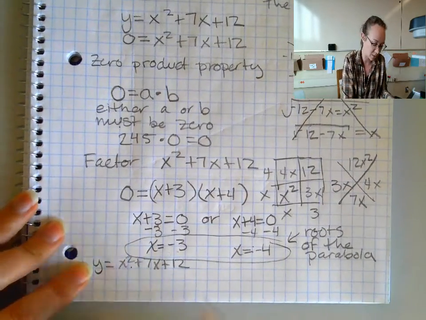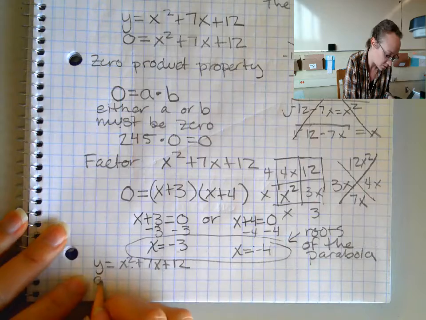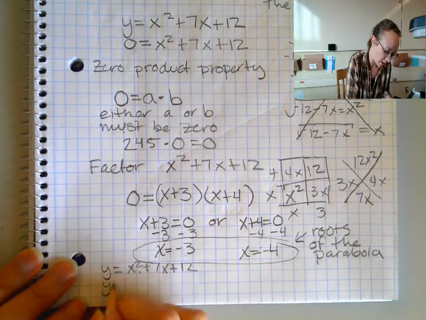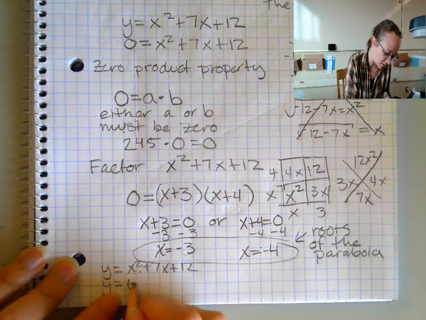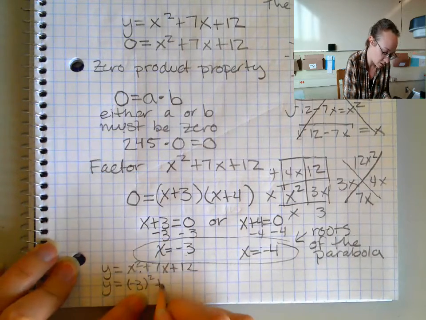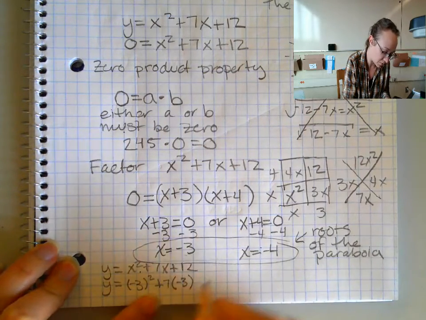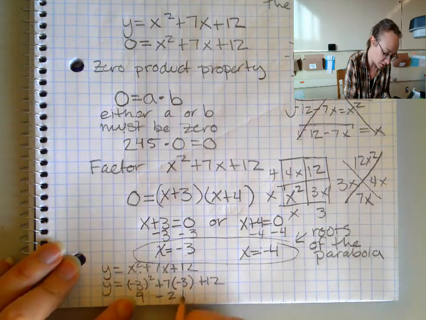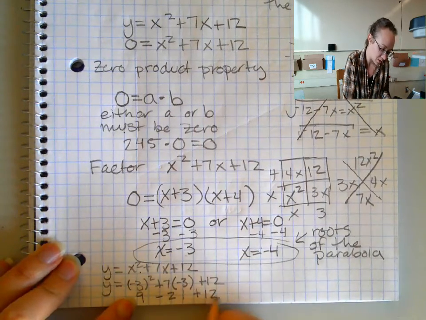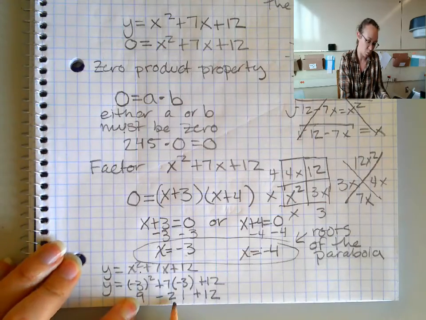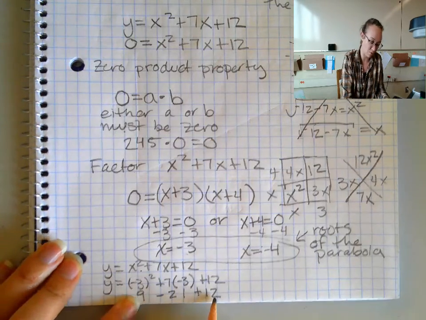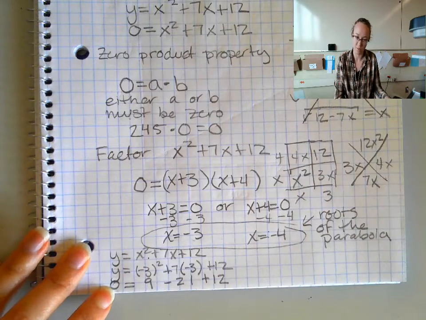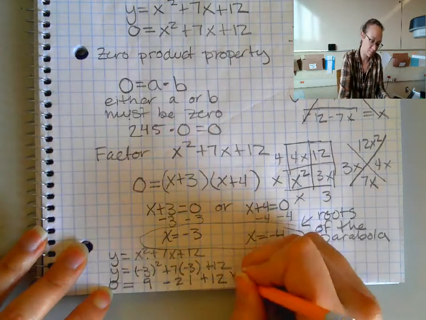So first I'll try it with x equals negative 3. So I guess I'll leave it at y to begin with. y equals negative 3 squared plus 7 times negative 3 plus 12. So 9 minus 21 plus 12 does equal 0. So that one works.